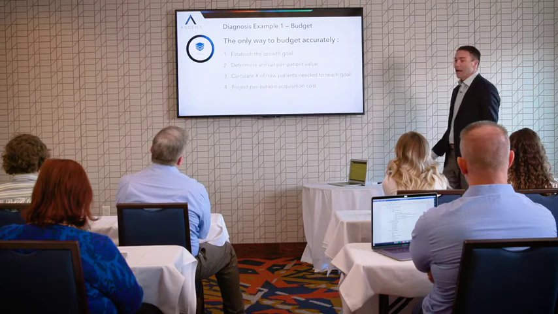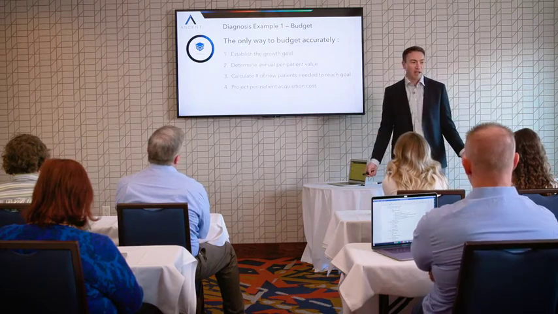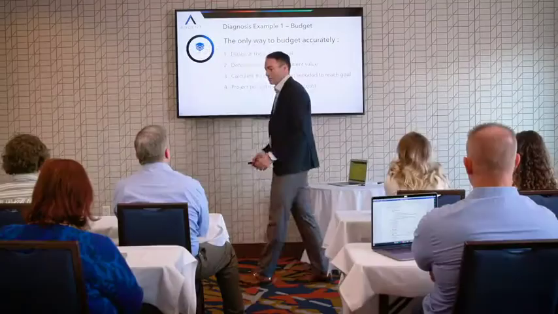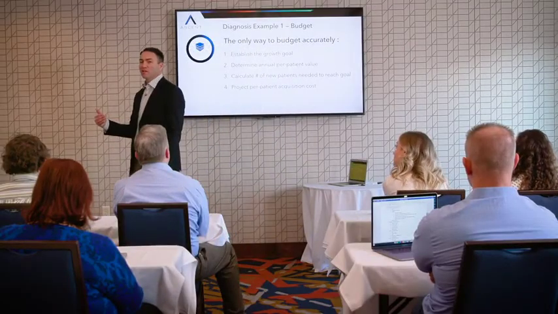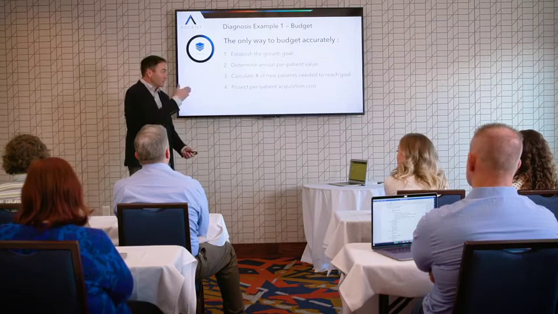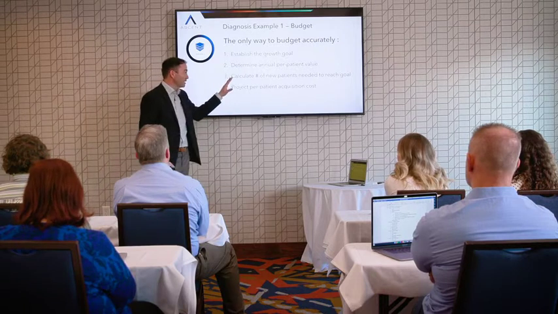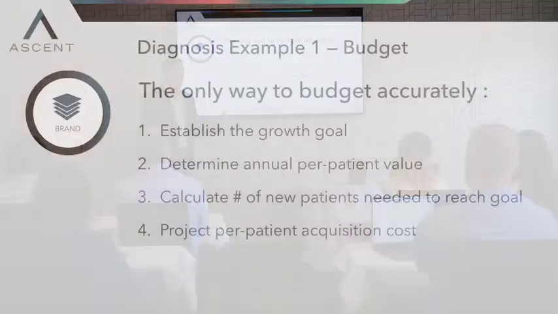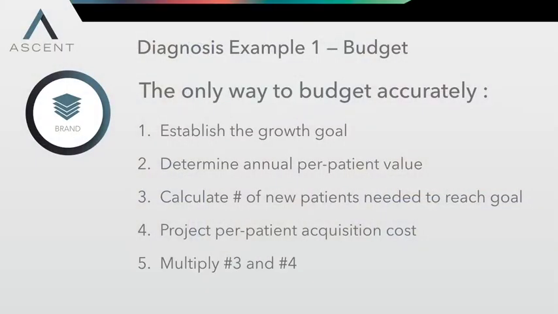Once you understand how many patients you need, figure out how expensive it's going to be to bring them into the practice. Every patient has a per patient acquisition cost. As you project your per patient acquisition costs, you're going to get a sense of what it's going to cost to bring that in. You know how many patients you need, and let's say it's going to cost $300 per patient in acquisition costs. Then you simply multiply the new patients needed by your per patient acquisition costs, and that will give you the budget needed to bring those patients in.